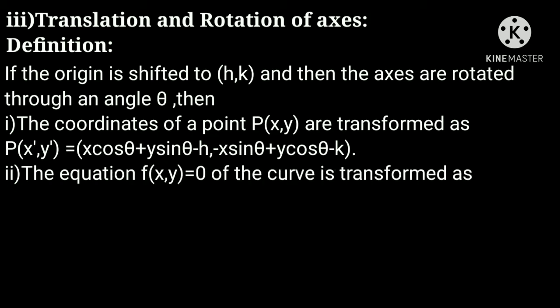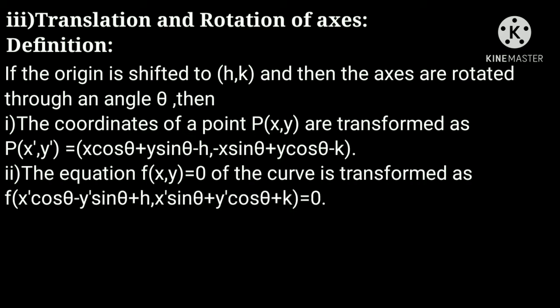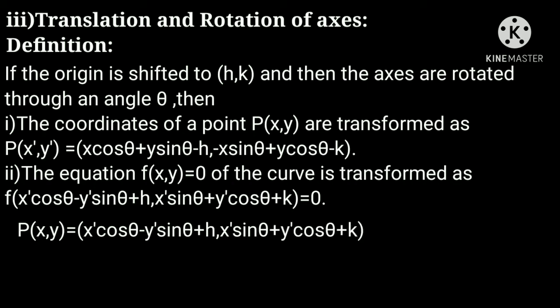and the equation f(x, y) equal to 0 of the curve is transformed as f(x dash cos theta minus y dash sin theta plus h, x dash sin theta plus y dash cos theta plus k) equal to 0. That means P(x, y) equal to (x dash cos theta minus y dash sin theta plus h, x dash sin theta plus y dash cos theta plus k). This is the translation and rotation of axis formula.